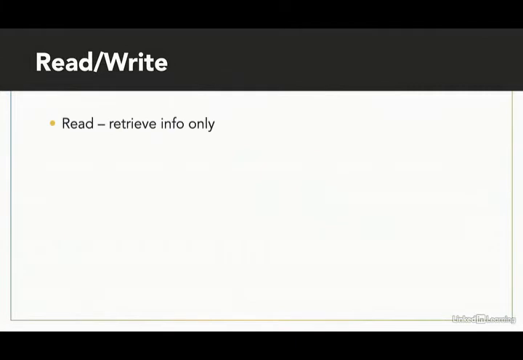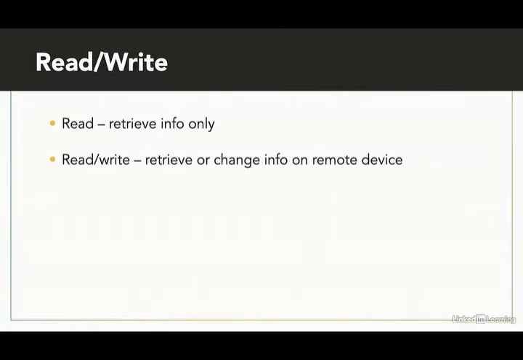Read is the ability to only retrieve information. Read-write gives you the ability to change information on a remote device. Writing can be used to adjust informational data, or do things like disable or enable switch ports.